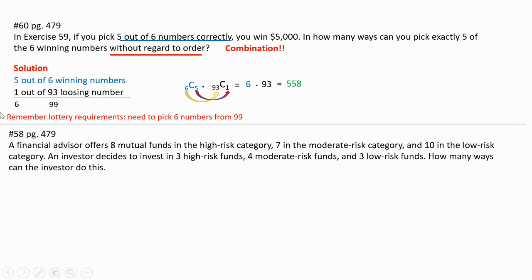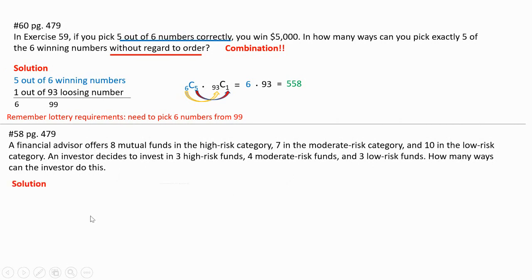Let's see here, number 58. A financial advisor offers 8 mutual funds in high risk category, 7 in moderate risk category, and 10 in low risk category. And the investor decides to invest 3 at high risk, 4 at moderate risk, and 3 at low risk. How many ways can the investor do this?